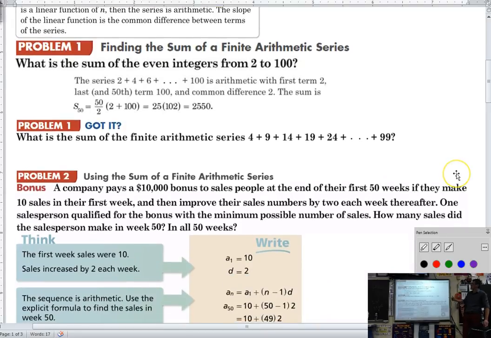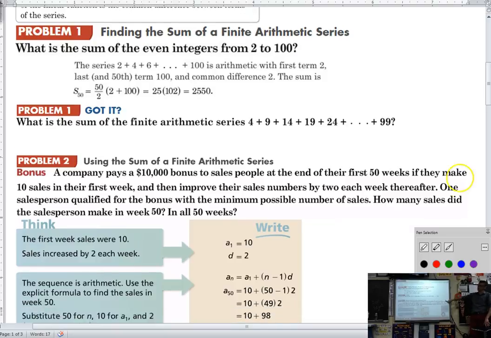So let's say we have all even integers, 2 to 100. We know that every set that I could make, lowest and highest, would be 102. Because 4 and 98, 102. 6 and 96, 102. So we figure out there are 50 of those even integers between 2 and 100. We divide by 2 because of how many sets there are. Multiply by 102, we get that the sum would be 2,550. Questions?